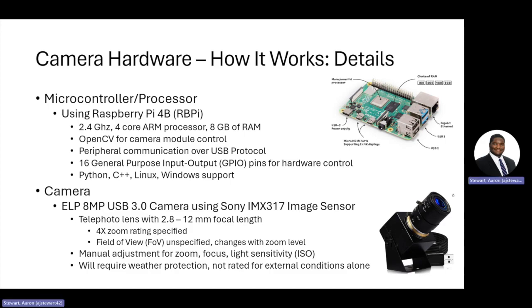For the camera, I've chosen to use the ELP 8 megapixel USB 3.0 camera. This camera is also using the Sony IMX 317 image sensor. This camera comes with a telephoto lens with a 2.8 to 12 millimeter focal length. And once you put all the numbers together and do the math, it comes out to about 4 times zoom rating. So you can zoom up to 4 times its normal focal length.